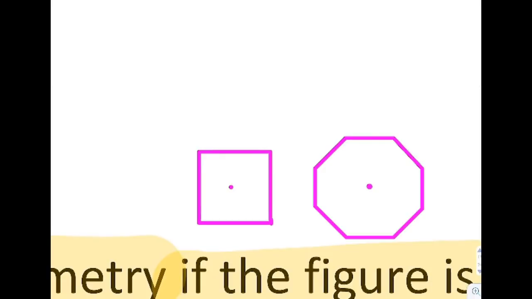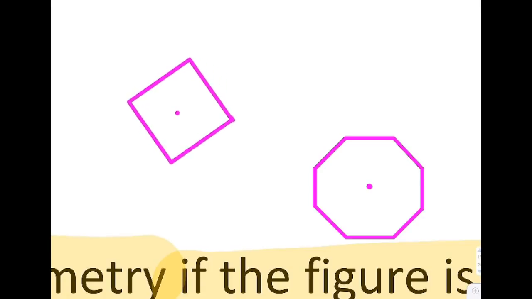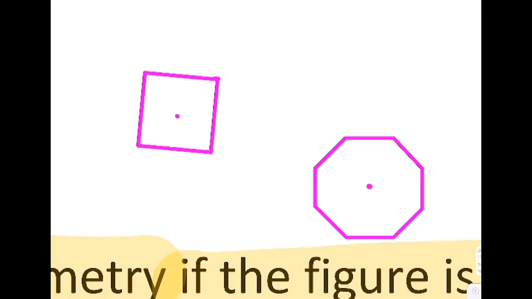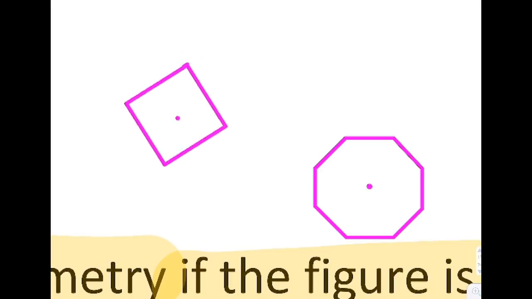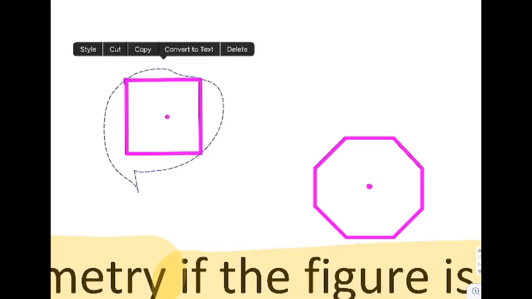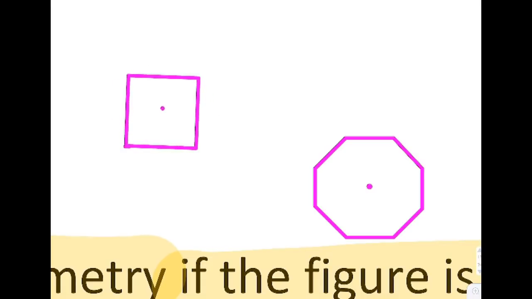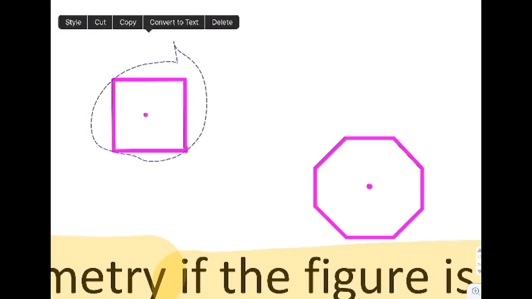I had two shapes here. We'll take them one at a time. Look at the square first. As I rotate this, it looks the same after a 90-degree turn. I did a quarter turn, which is 90 degrees, and it looks exactly the same. That's rotational symmetry. I do it again, 90 degrees. That's the second time it looks the same. I can do it again. That's the third time it looks the same. There are 4 different positions where this has rotational symmetry.